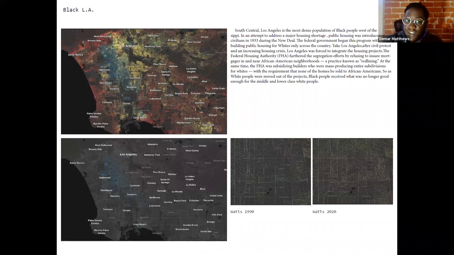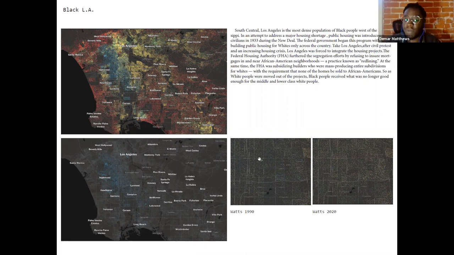Specifically, I started to look into Black LA, which is South Central. This is the densest population of Black people west of the Mississippi. You look at these blue dots, this is the Black population, and outside of South Central, you don't see any more blue dots. So when gentrification or displacement happens in South Central, you're going at least 60 miles east to the Inland Empire, like Moreno Valley, where I grew up, or at least 50 miles north to the Palmdale, Lancaster area.